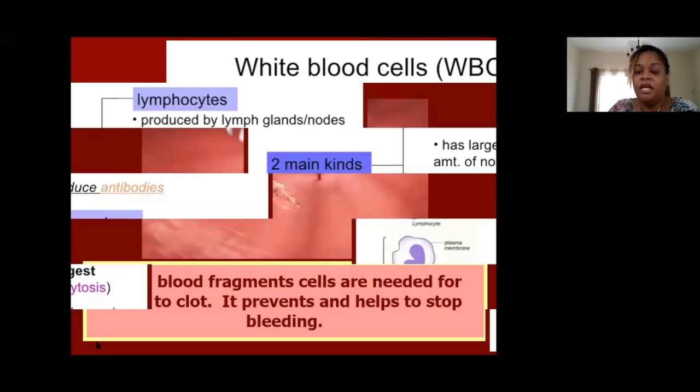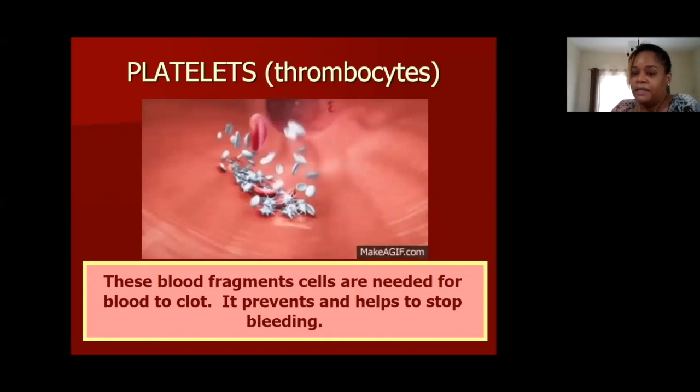Finally, we come to our platelets. So our platelets are responsible for clotting. Now, why would your blood need to clot?